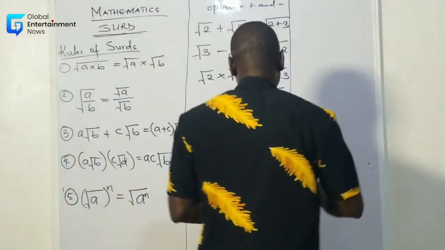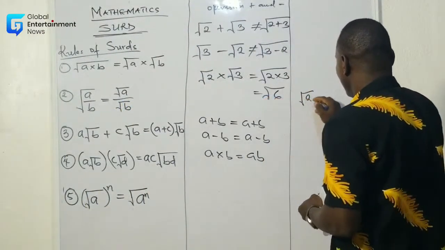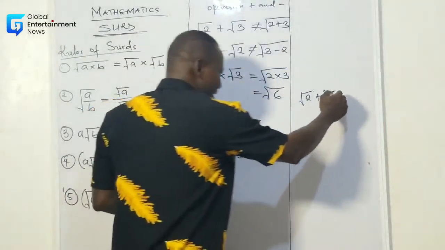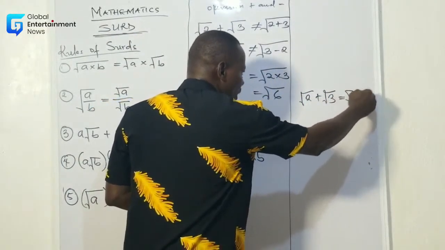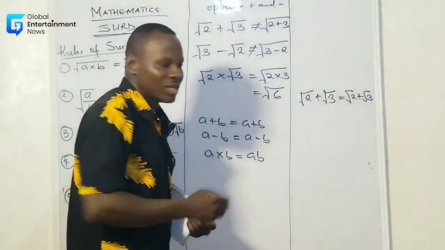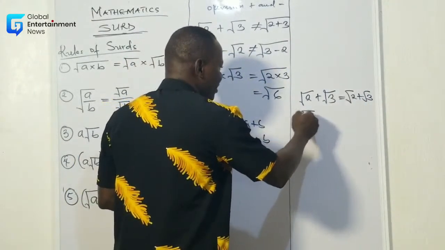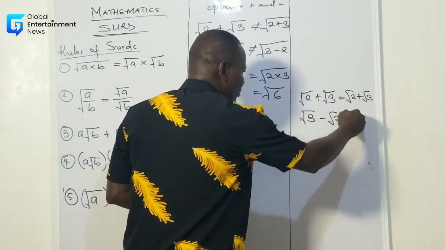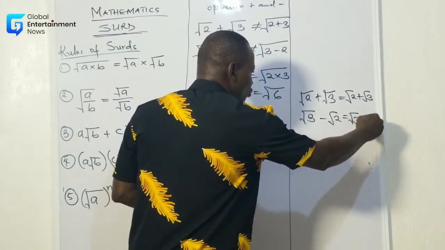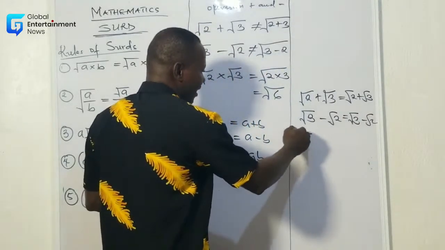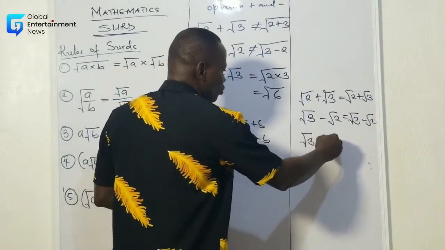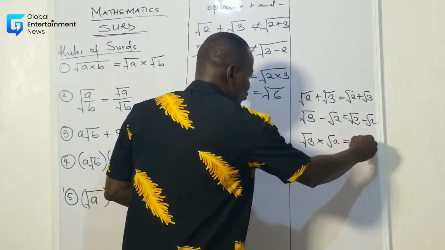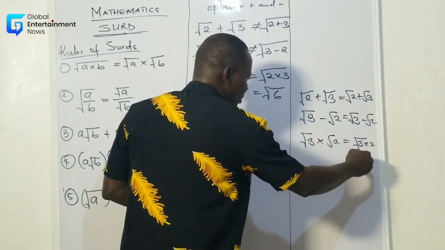For instance, root 2 plus root 3 is equal to root 2 plus root 3, and root 3 minus root 2 is the same thing as root 3 minus root 2. But once I say root 3 times root 2, it gives me root of 3 times 2, which is equal to root 6.